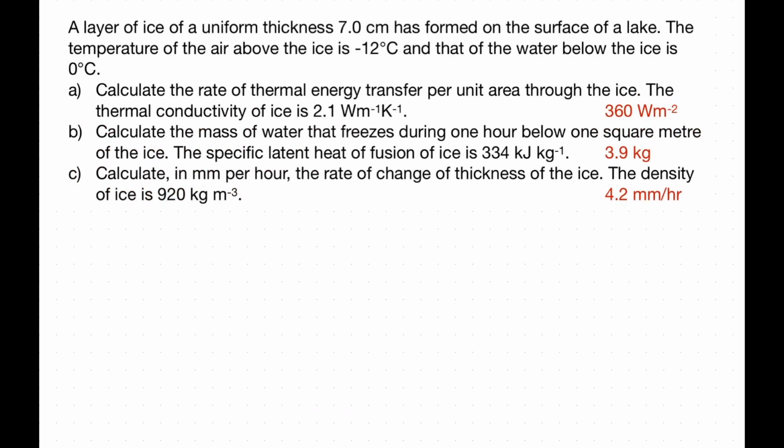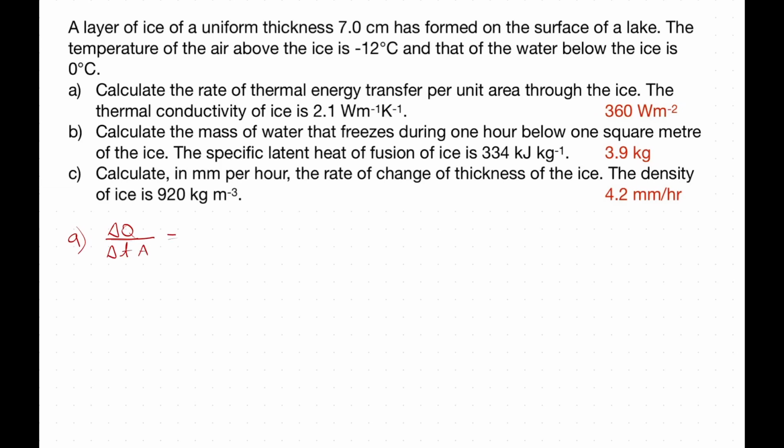Our next question: a layer of ice of uniform thickness, 7 centimeters, has formed on the surface of the lake. The temperature above the ice is -12, and the temperature of the water below the ice is at 0 degrees Celsius. So in this situation, the water is actually giving energy to the air itself. In the first question, we want to calculate the energy transfer per unit area. So for A, we're going to have our change in thermal energy over a change in time. But we're also going to see per unit area, so we're also going to divide through by A.